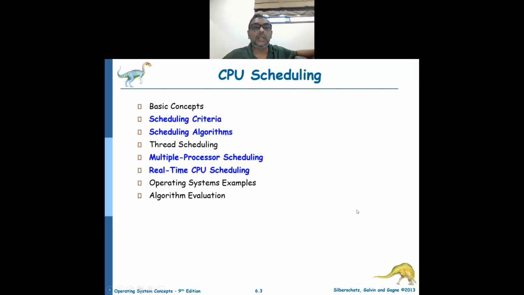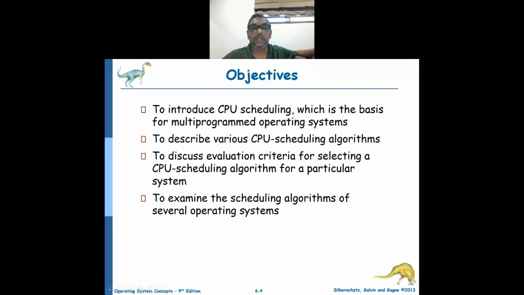So what we are going to understand today, or maybe in the whole of chapter 5, is the scheduling criteria, algorithm, multiple processor scheduling, and real-time CPU scheduling. The first one, criteria and a bit of algorithm, is basically on the theory side, but we are also going to do some calculation. But multiple processor scheduling is fully on calculation.